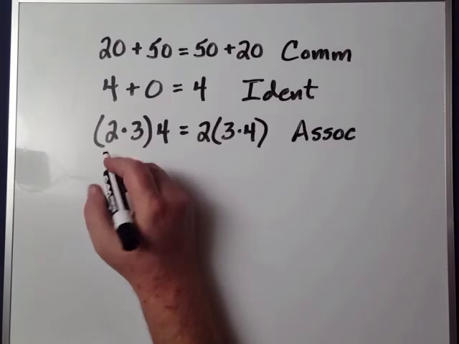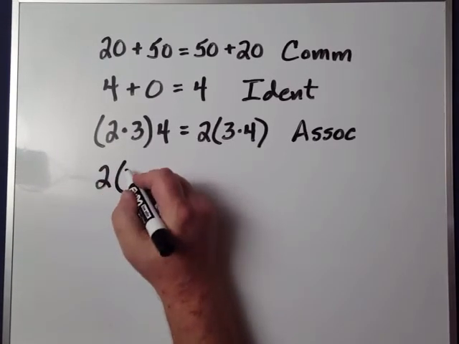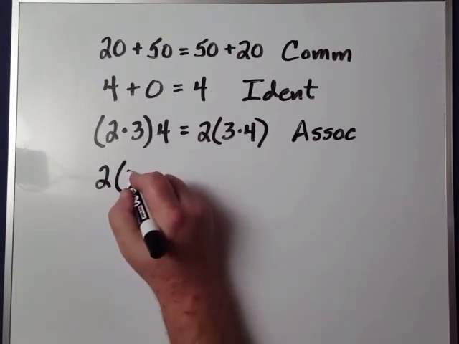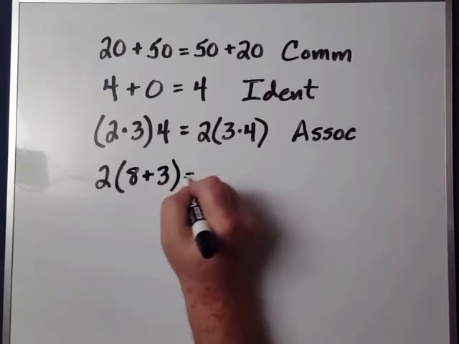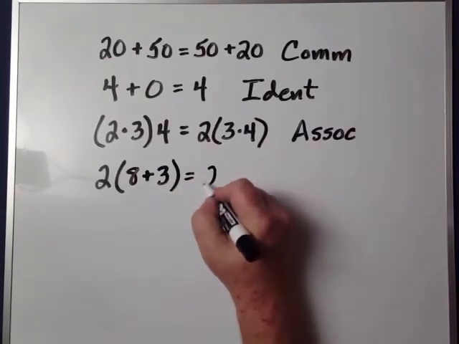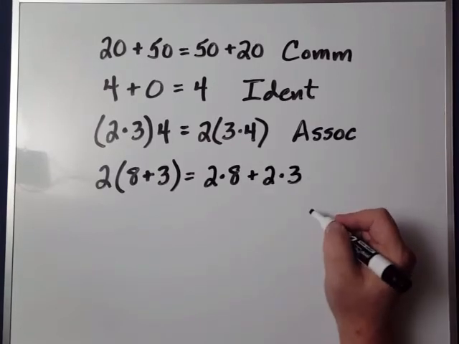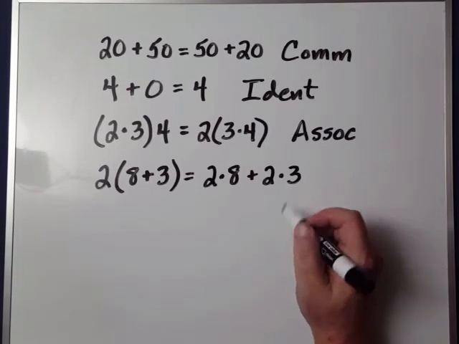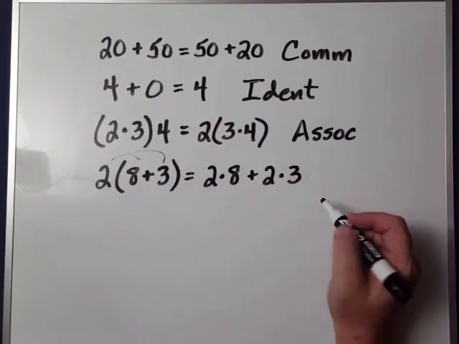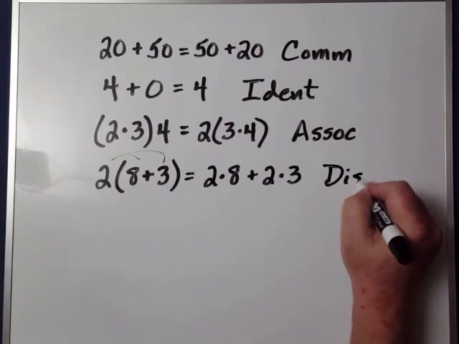If I have 2 times the quantity 8 plus 3, is equal to 2 times 8 plus 2 times 3. What has changed from one side to the other? What has happened? I've distributed that 2 to each of the 2 terms in the parentheses. So this is the distributive property.